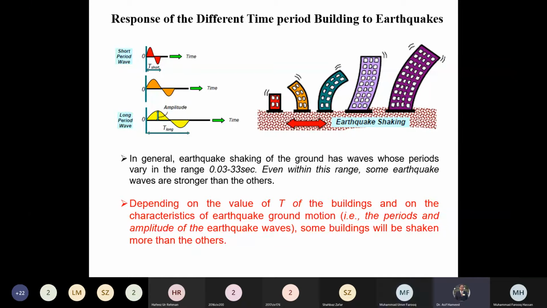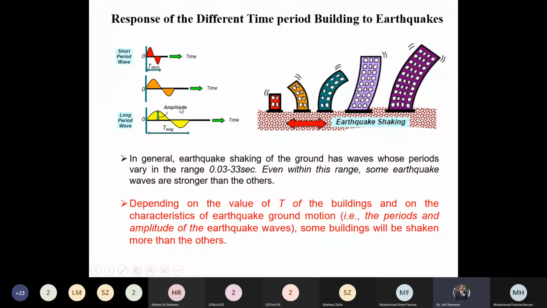Mass. Natural frequency of structures. Actually, it depends on the time period or the frequency. Okay? It depends on the stiffness and the mass both, the K over M ratio, not only the stiffness, not only the mass. So the time period is different, the angular frequency is different. So these are the frequency contents of the earthquake.